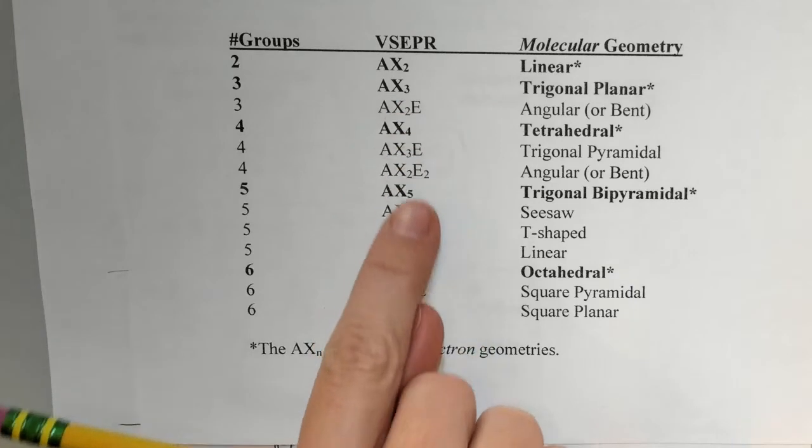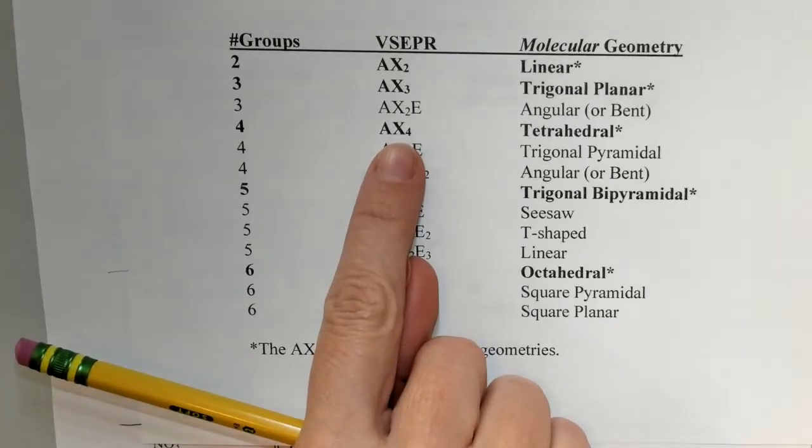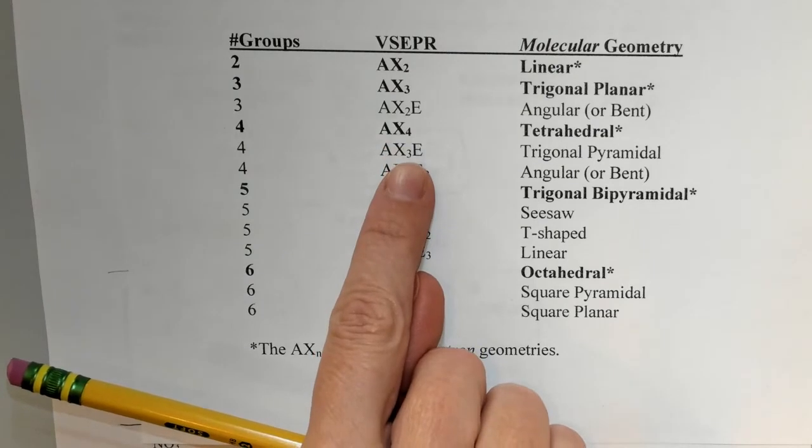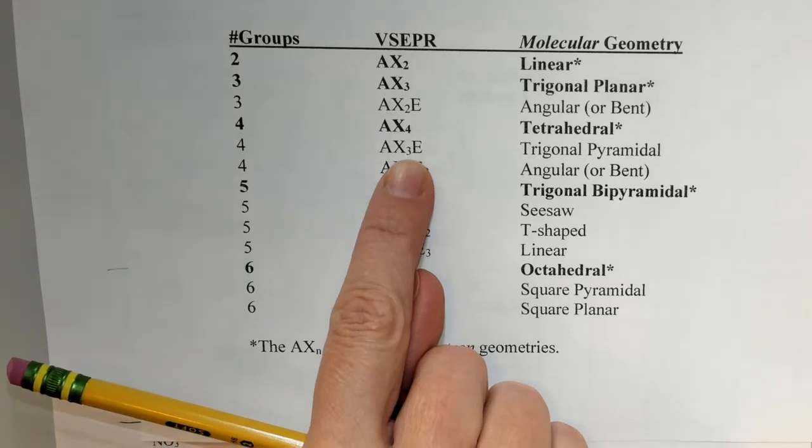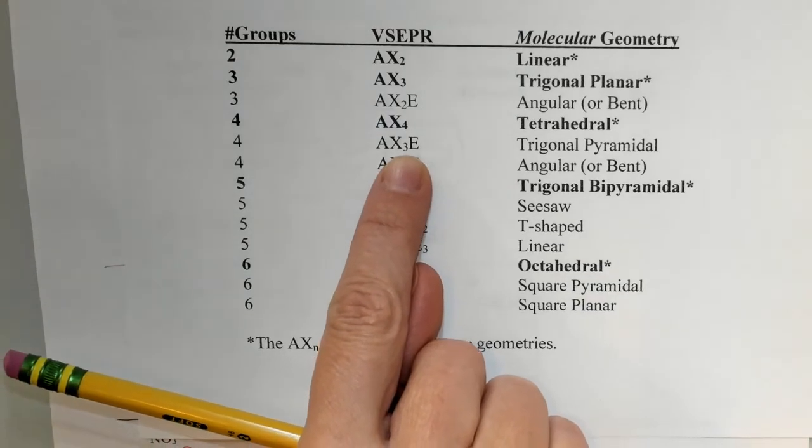Now within this, if some of those bonds, like the bonding X elements, are replaced with a lone electron pair, then that's going to change the geometry, the individual molecular geometry, like the more specific molecular geometry.